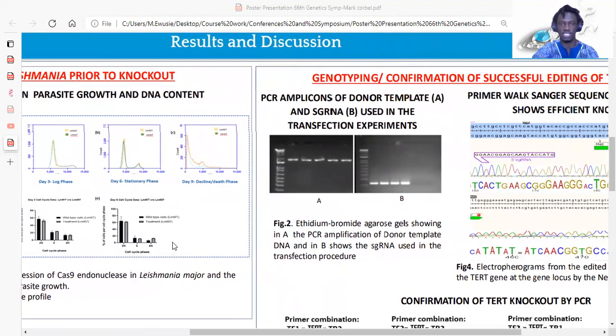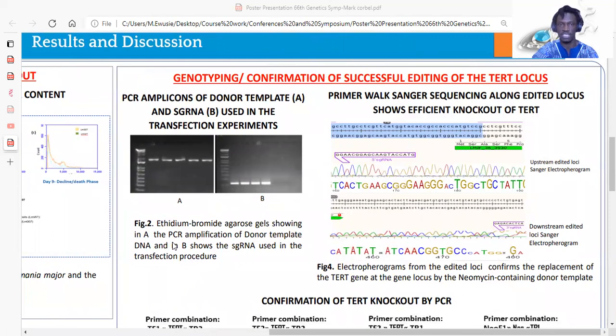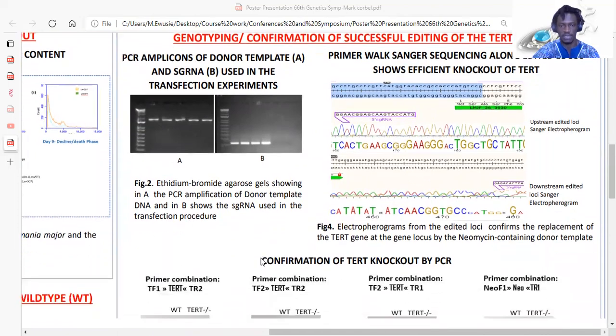With this positive result, we moved on to carry out the main objective of the study, which was to knock out the telomerase reverse transcriptase gene by first amplifying the single-guide RNA and the donor template, which were used in the transfection procedure. In figure A is the donor template, and in figure B are the single-guide RNAs. After successful transfection, cells were selected by single-cell cloning via limiting dilution on solid plates.